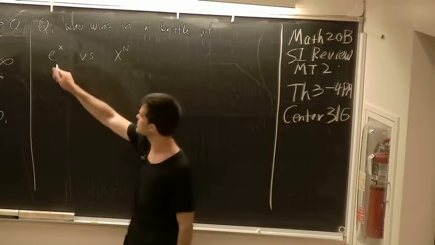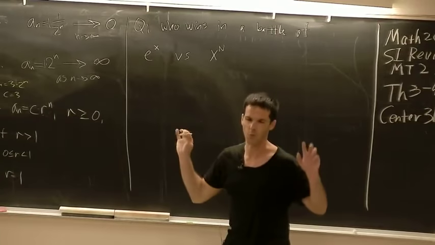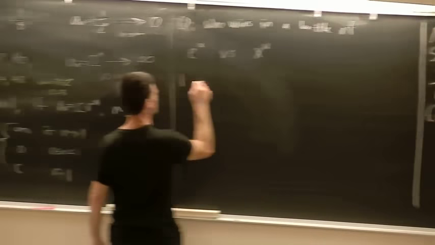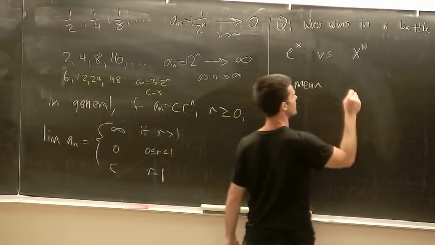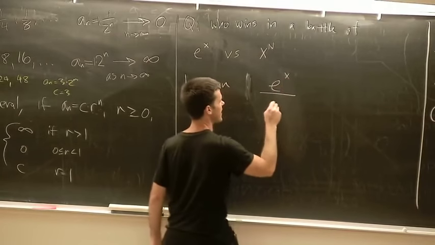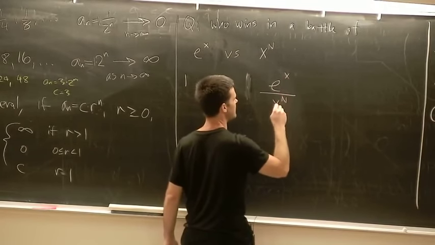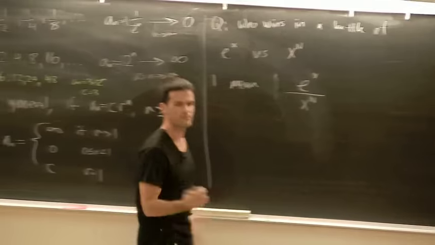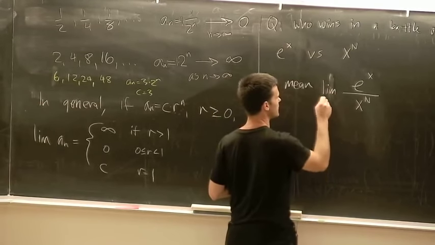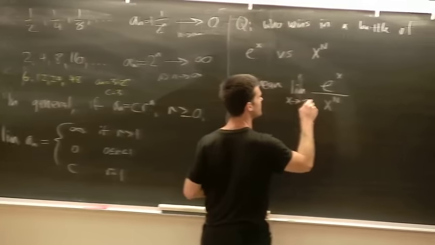The exponential guy wins. And okay, I'm using the word win. I didn't even tell you what exactly the fight is. So this is what I mean: let's say we took the ratio e to the x over x to the n, where n is just any integer power. It doesn't even matter. And we look at this limit as x goes to infinity.